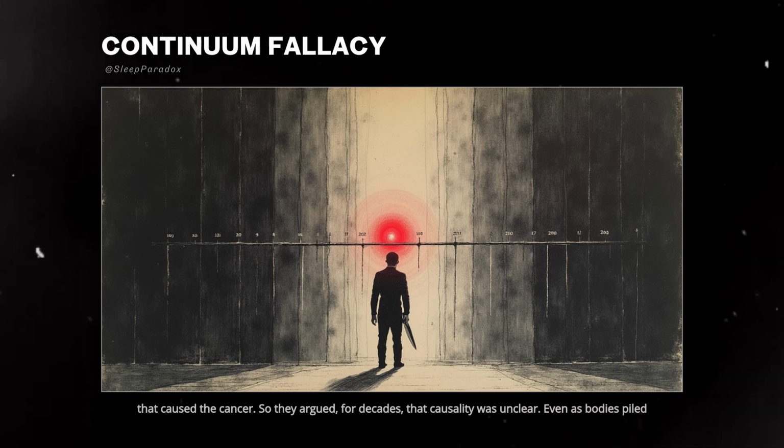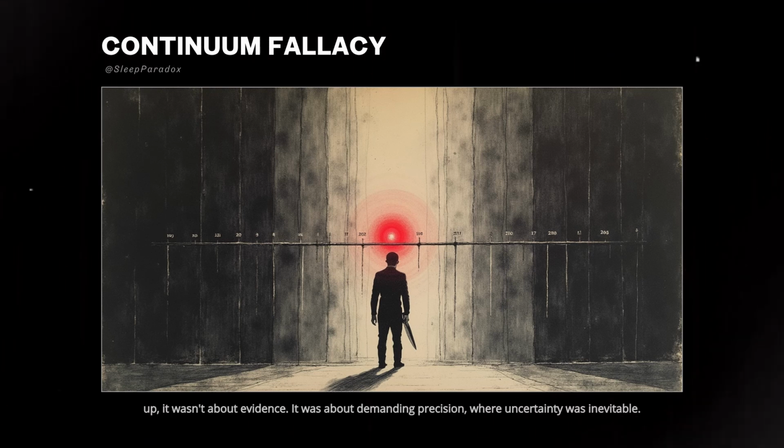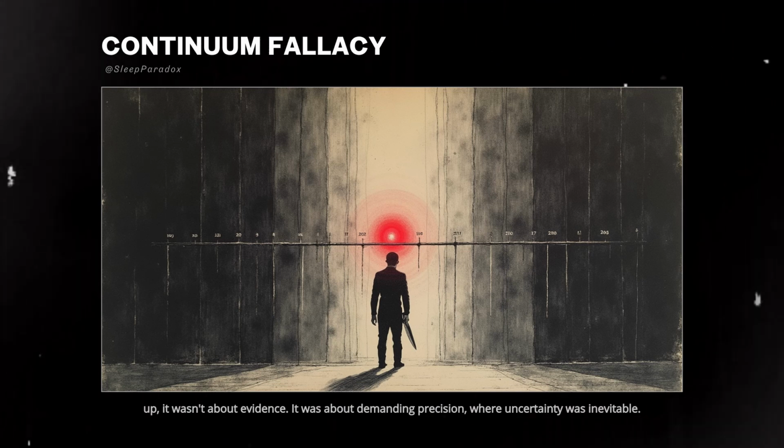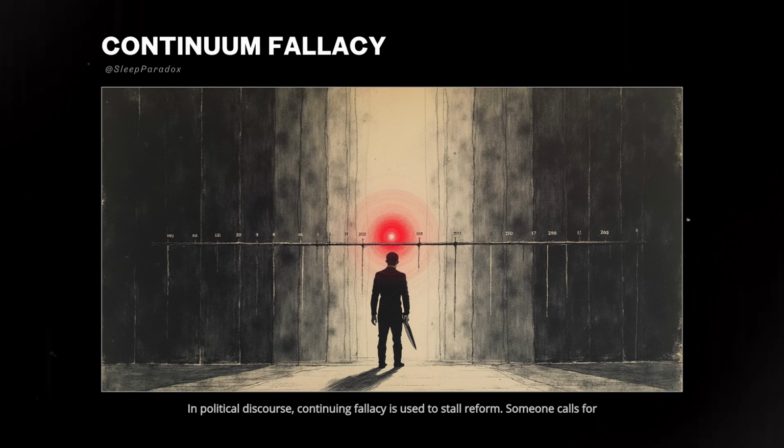So they argued, for decades, that causality was unclear. Even as bodies piled up, it wasn't about evidence. It was about demanding precision, where uncertainty was inevitable. In political discourse, continuum fallacy is used to stall reform.